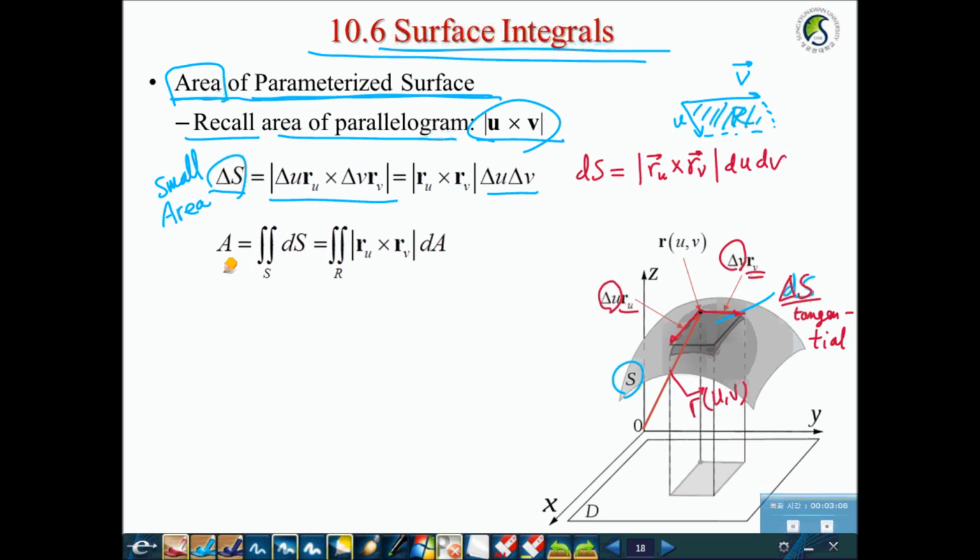So the area is you integrate every dS. You add all the dS over the region, and that's this. dA is du dv in this case.